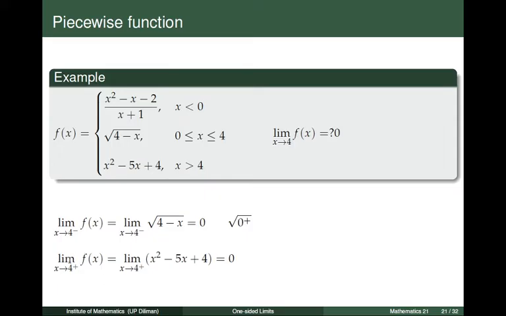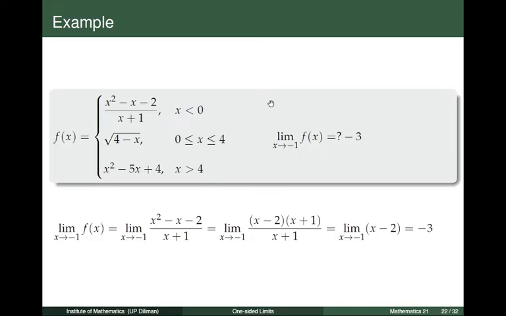Now, let us look at the other one-sided limit. What is the limit of f of x as x tends to 4 from the positive side? So here, x is greater than 4. So we have to use the quadratic x squared minus 5x plus 4 as the definition of our function f. So let us take the limit of this quadratic as x tends to 4 from the right side. Actually here, all we need to do is to plug in 4 to this quadratic and we will get 4 squared minus 5 times 4 plus 4. And that will give us 0. So we see that in this particular example, the two one-sided limits agree and they are equal to 0. So the conclusion is the limit of the function f as x tends to 4 is also equal to 0.